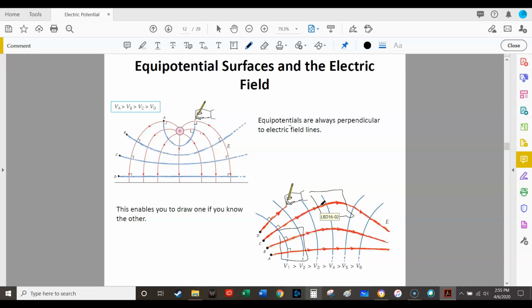Voltage is an energy interpretation. Electric field is analogous to a force interpretation.